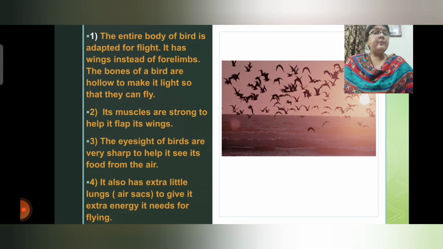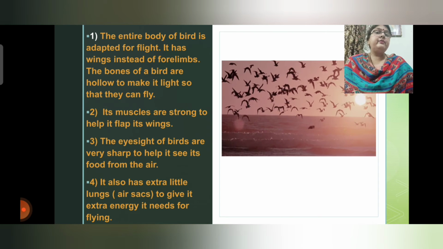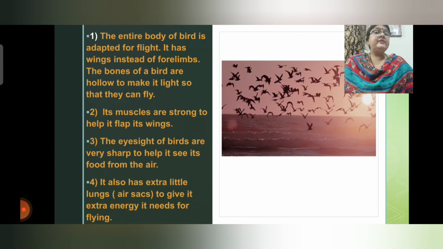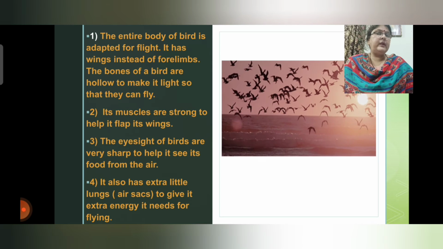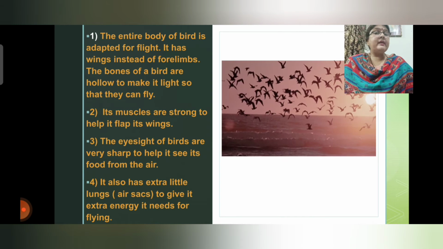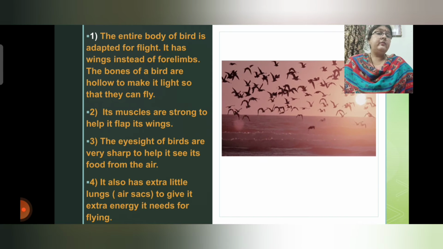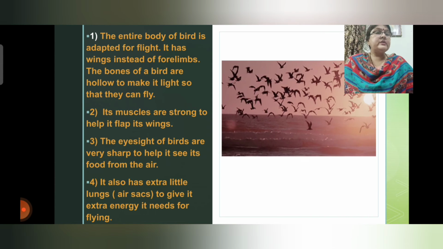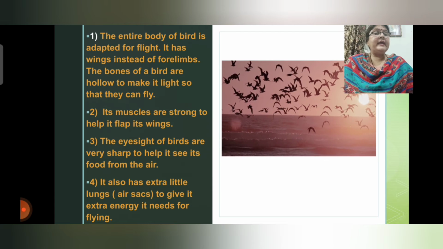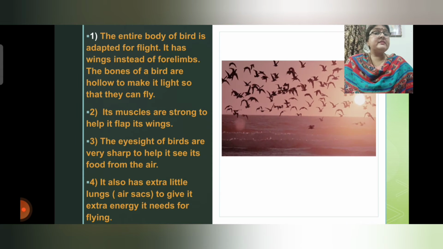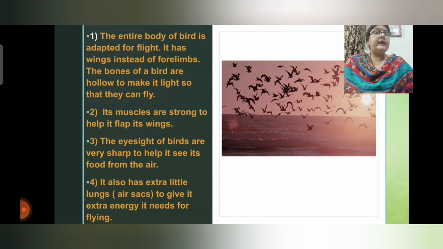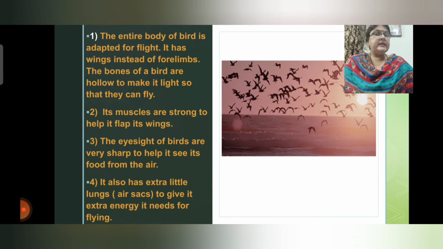The entire body of a bird is adapted for flying. It has wings instead of forelimbs. The bones of a bird are hollow to make it light so that it can fly easily. We cannot fly because we are not so light, but birds are light, so they can fly. Its muscles are strong to help it flap its wings in the air.